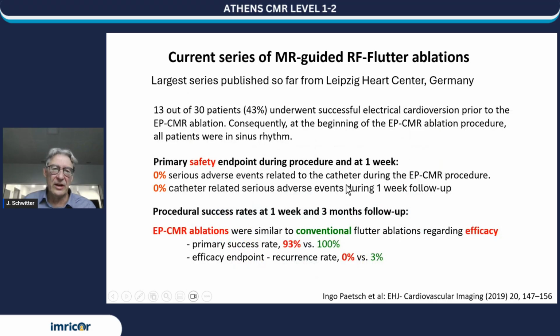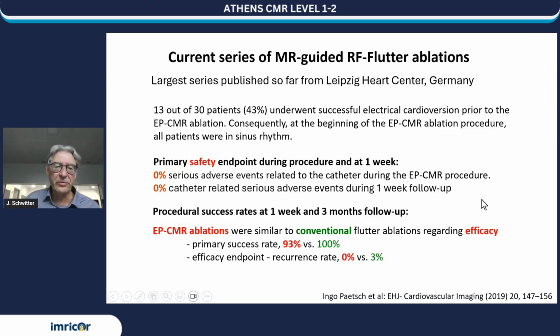And now the results. 13 patients out of the 30 patients had atrial flutter before starting the procedure, so they were converted into sinus rhythm. So at the end, all the patients that entered the procedure were in sinus rhythm. The safety endpoint was achieved: no serious adverse events during the procedure, and also no serious adverse events during the first week after the procedure, which is very nice to show that this is a safe procedure. Numbers are relatively small, but very encouraging results here.